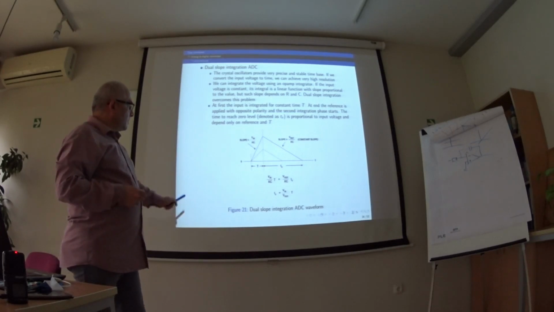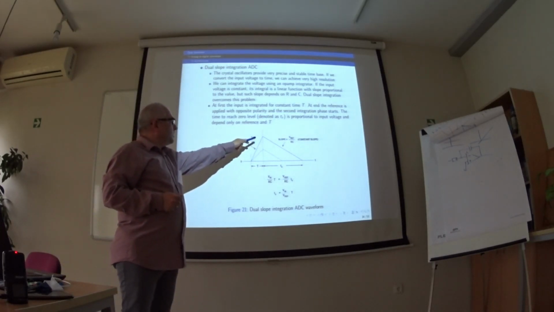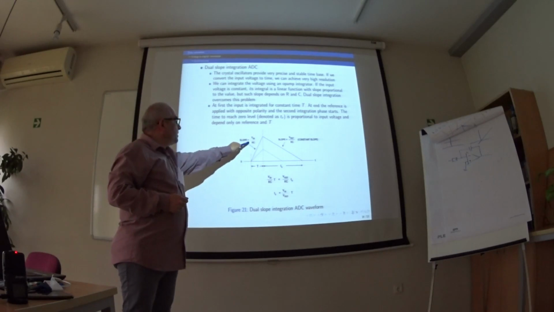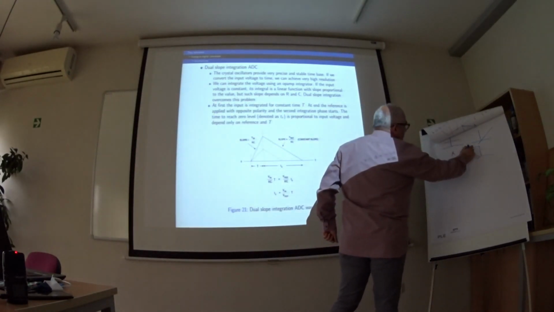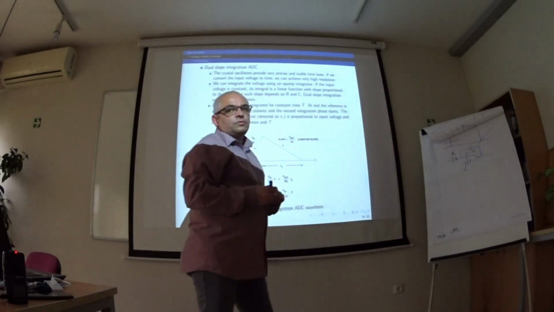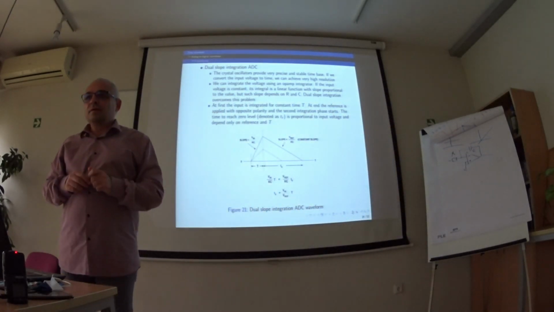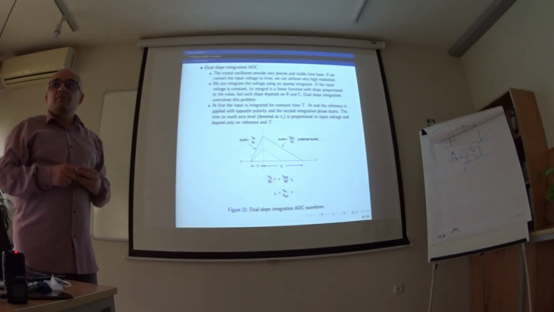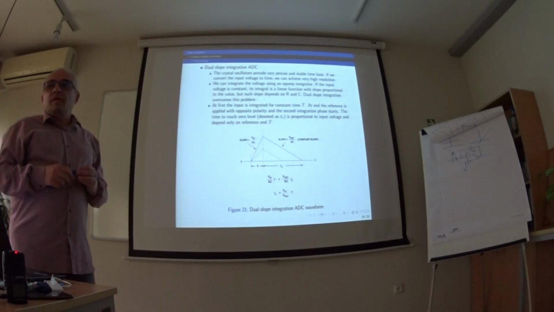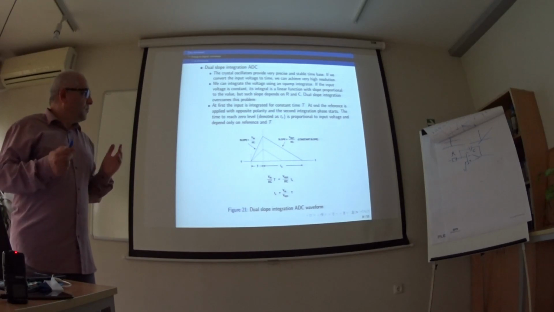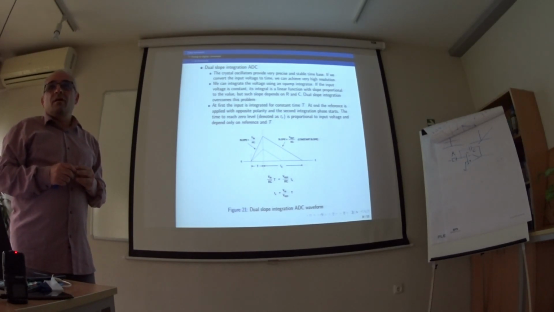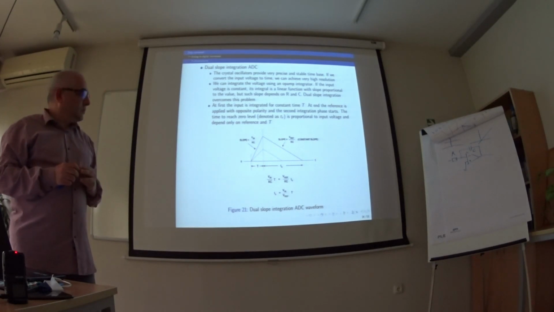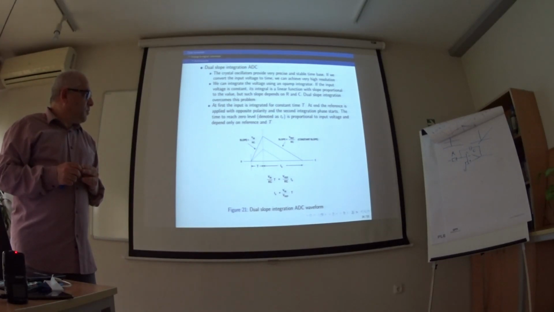But this slope depends not only on the input voltage, as we want, but also on the resistor and the capacitor. We have a problem because such elements are not exact value, and they have temperature drift and time drift, so we will not achieve the correct result. So how can we solve this problem?